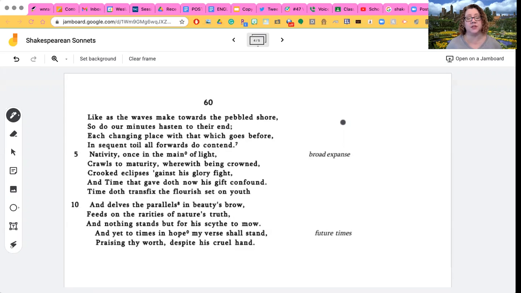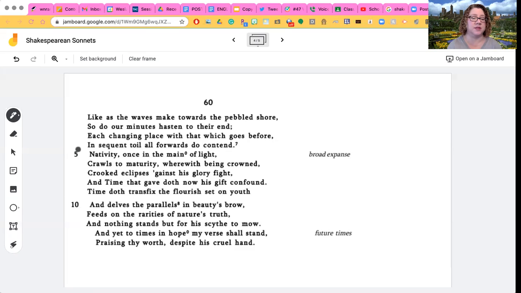Time doth transfix the flourish set on youth, and delves the parallels in beauty's brow, feeds on the rarities of nature's truth, and nothing stands but for his scythe to mow. And yet, to times in hope my verse shall stand, praising thy worth, despite his cruel hand. Okay, so here you see that same idea. This written word is going to outlast time, or at least known human time.